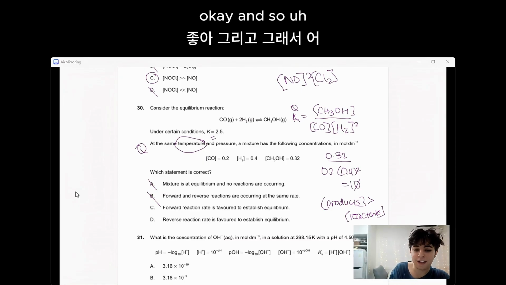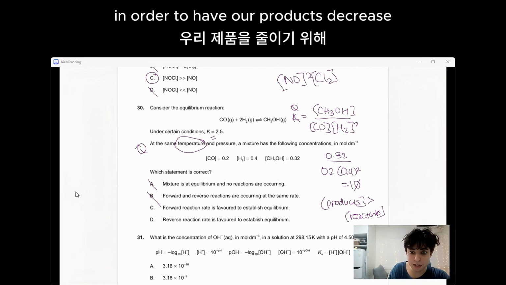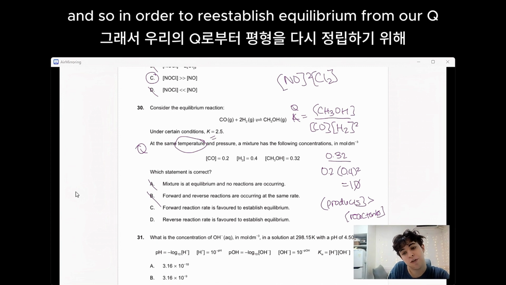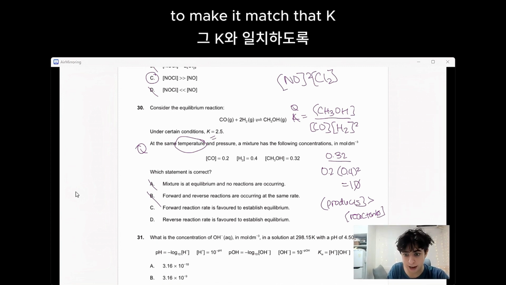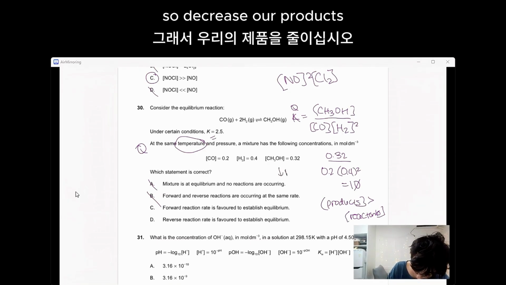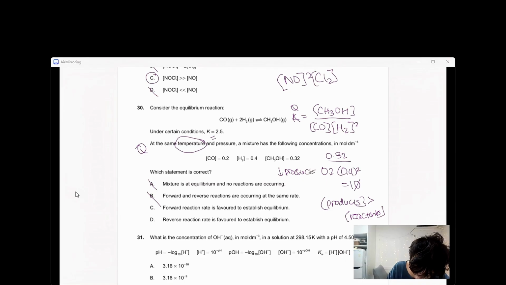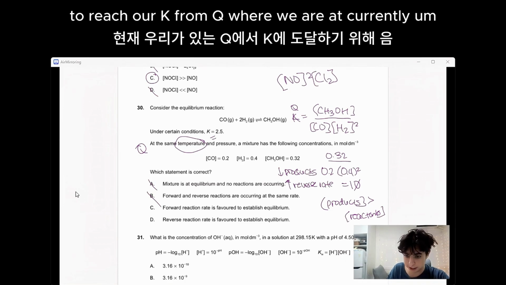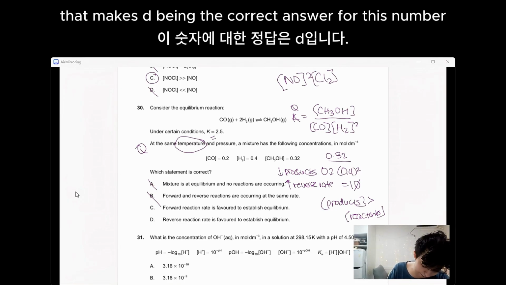Okay, and so in order to have our products decrease, we need to have more of that reverse rate happening. Okay, and so in order to reestablish equilibrium from our Q to make it match that K, we need to decrease our number of products. So decrease our products, which would be increasing the reverse rate to reach our K from Q, where we are currently. And so that makes D the correct answer for this number 30.